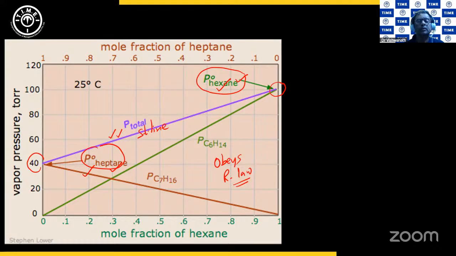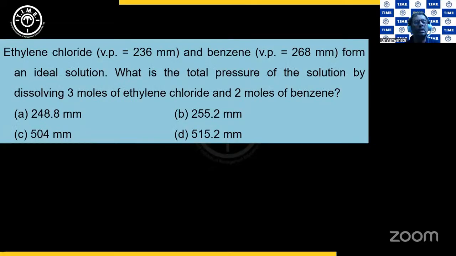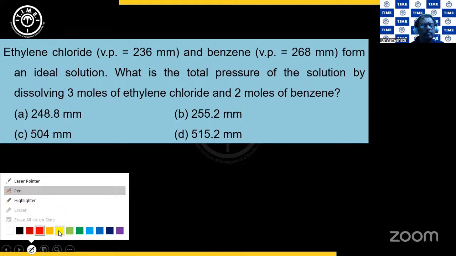So ideal solution, we have seen what are all the characteristics. We have checked how the plot can be, what type of plot we get. It's a straight line we saw. And then we have also seen one example here of n-hexane and n-heptane. Now, let us work on a question. Let us solve this question.